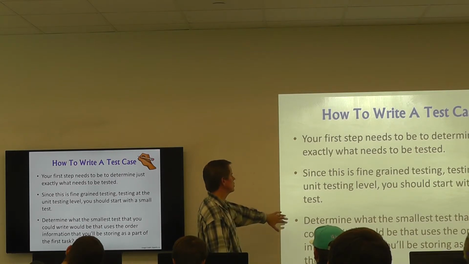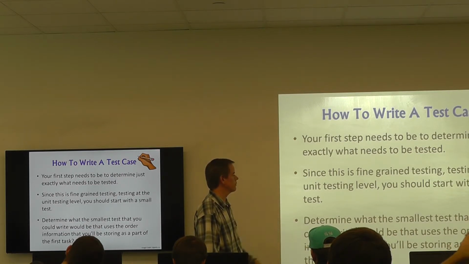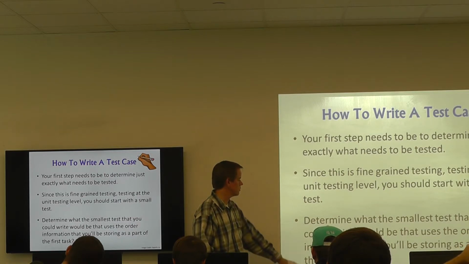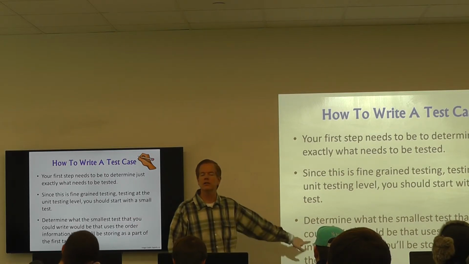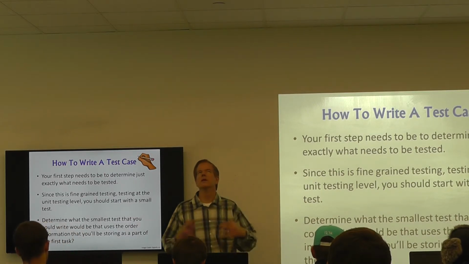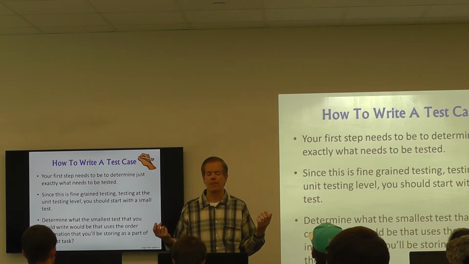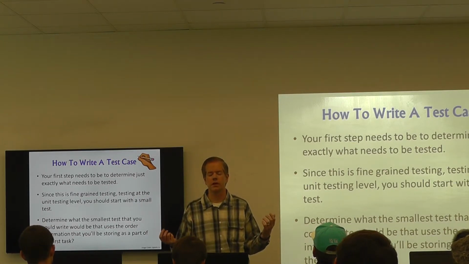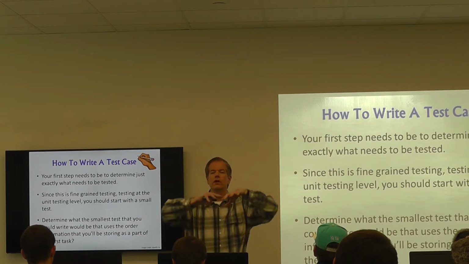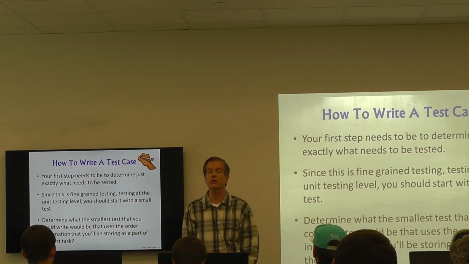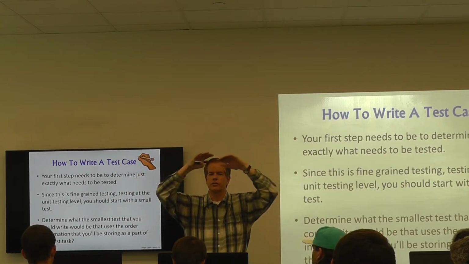Okay? We need to determine what the smallest test that you could write would be that uses the order information that you'll be storing as part of the first task. Now this starts to become critical. Because remember, I'm going to place an order using a Visa card. What are the things I have to do? Your mind starts to expand. Because there is a lot of stuff potentially that you have to do there.